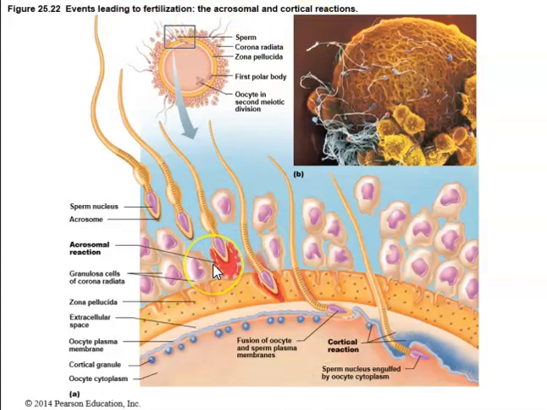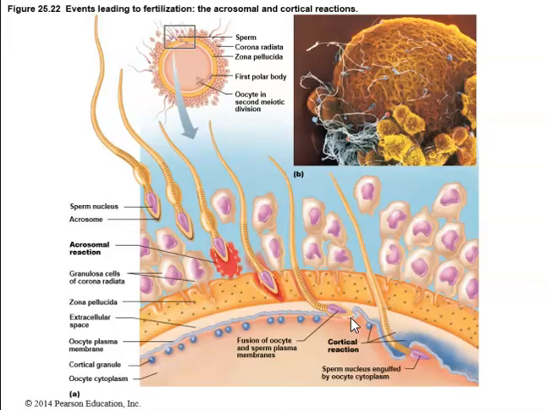So here we see the acrosomal reaction. The acrosomal reaction releases digestive enzymes, which allows it to create this slit within the zona pellucida of the oocyte. Once this slit occurs, the sperm is able to enter the oocyte, and then we have a cortical reaction. Basically, the plasma membrane of a single sperm will fuse with the plasma membrane of the oocyte, and the sperm nucleus is engulfed by the oocyte cytoplasm.